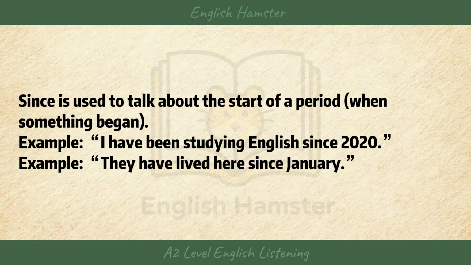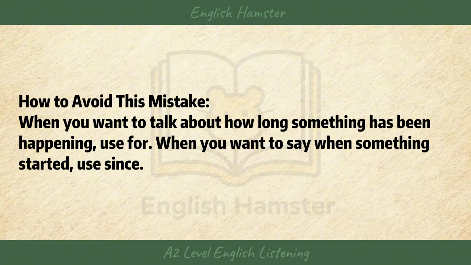Since is used to talk about the start of a period, when something began. Example, I have been studying English since 2020. Example, they have lived here since January. How to avoid this mistake. When you want to talk about how long something has been happening, use for. When you want to say when something started, use since.